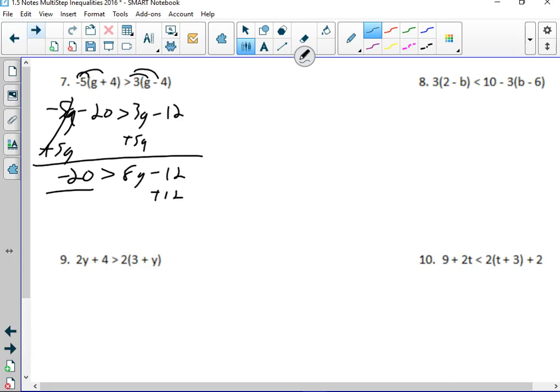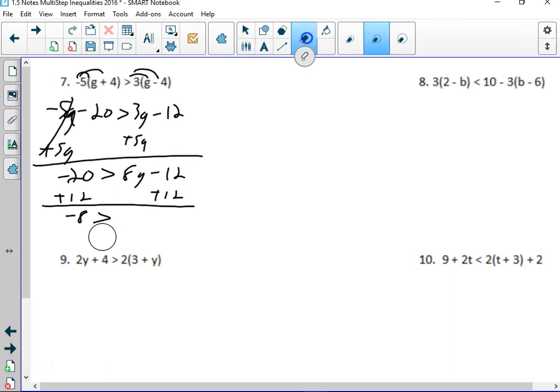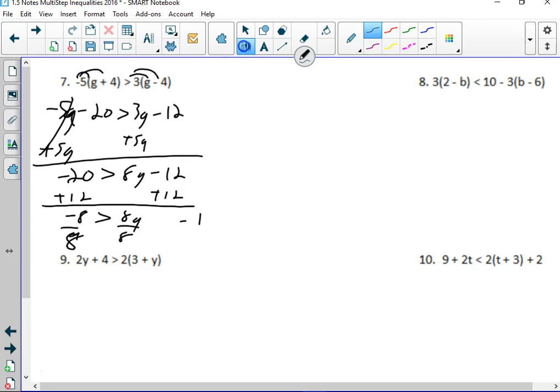Add 12. And that gives me -8 is greater than or equal to 8g. I'm just drawing extra lines today. When I divide by 8, I get -1 is greater than g, which means g is less than -1.